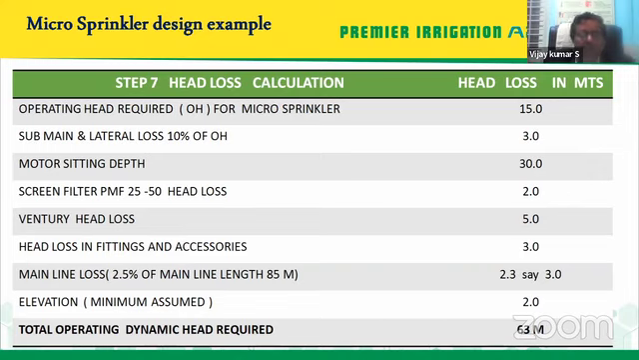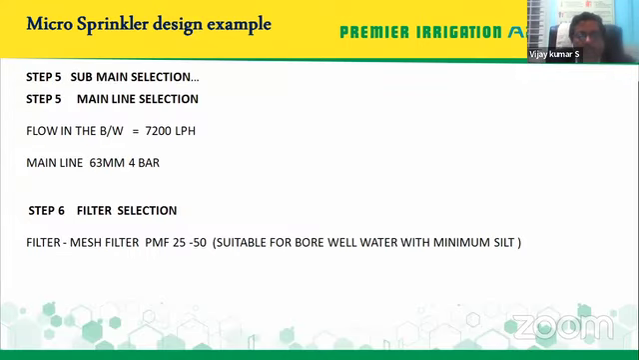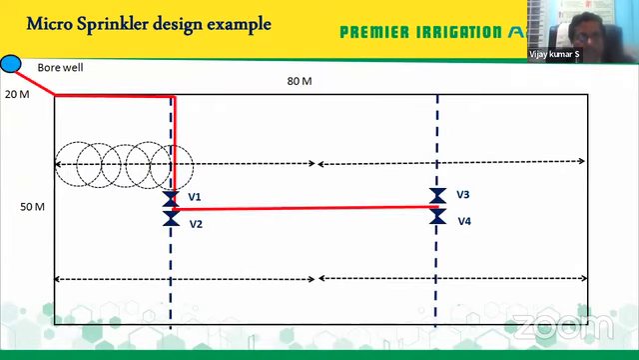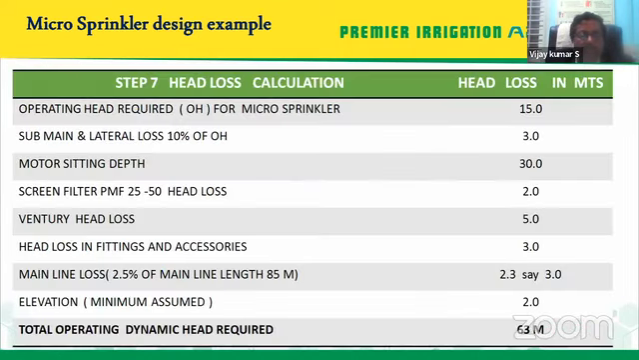And mainline loss will be 2.5% of the mainline length. So that you already have understood in the earlier part itself. So basically, what is the mainline length? You have to see the distance from this borewell right up to this last point, that will work out to 85 meters. So that distance you can take, and whatever is the mainline length you can calculate. So that 2.5% works out to 3 meters.